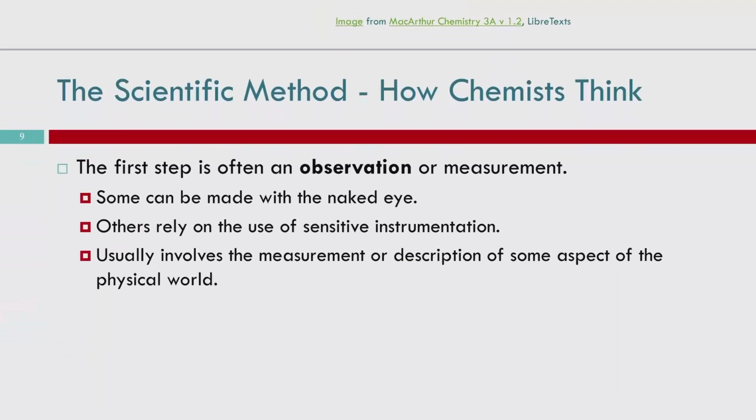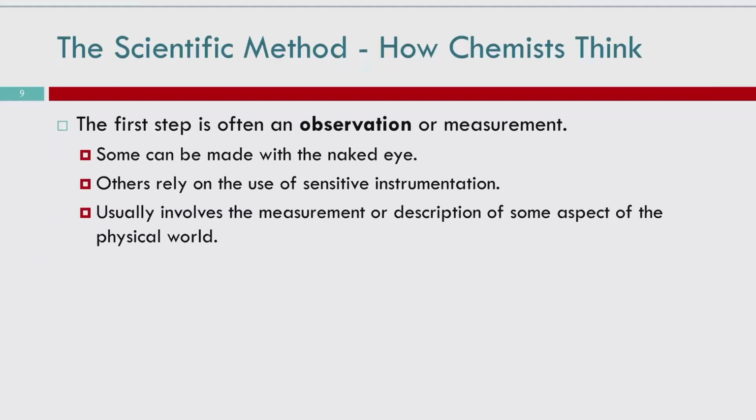Our first step is an observation or a measurement. Oftentimes, we can use the scientific method in our own lives. These are often things that we can see with the naked eye. Other times, they rely on the use of sensitive instrumentation. Often in chemistry, we're relying on equipment that costs tens or hundreds of thousands of dollars to be able to make these really precise measurements. Usually, we're going to have some measurement or a description of some aspect of the physical world.